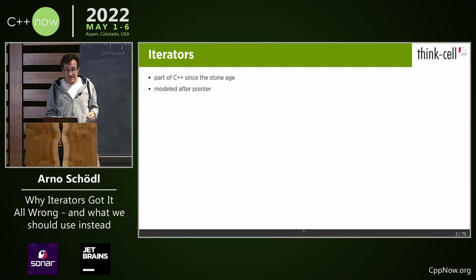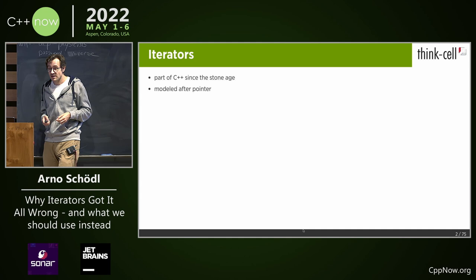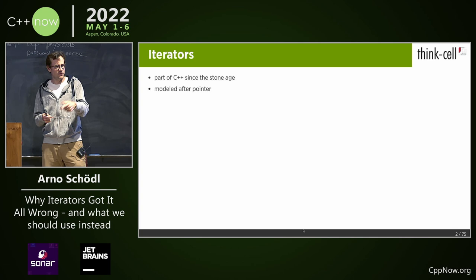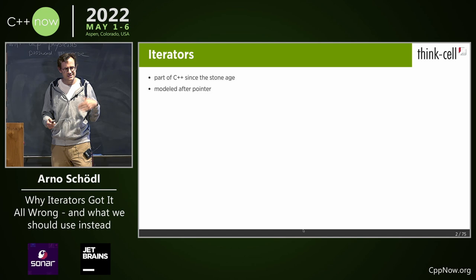Now, we all know iterators, right? They've been with us since the Stone Age. And I think the initial idea was it's kind of like a pointer. So it behaves like a pointer. It's pointing at something, and you can move it forward and backward. And then there's this special thing that it's end. But essentially, the idea is you don't go too far away from a pointer.